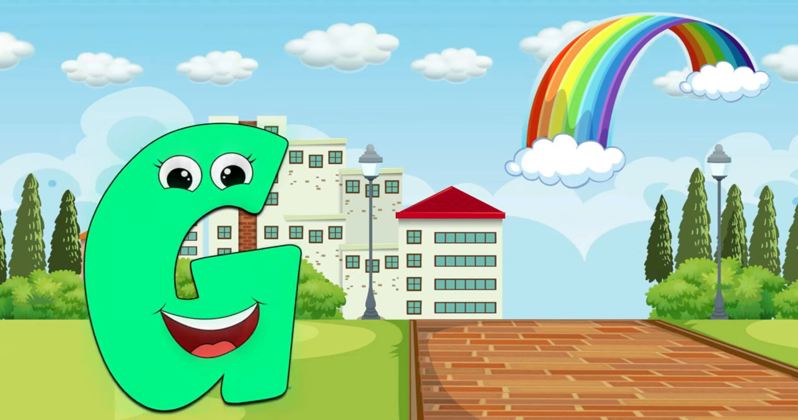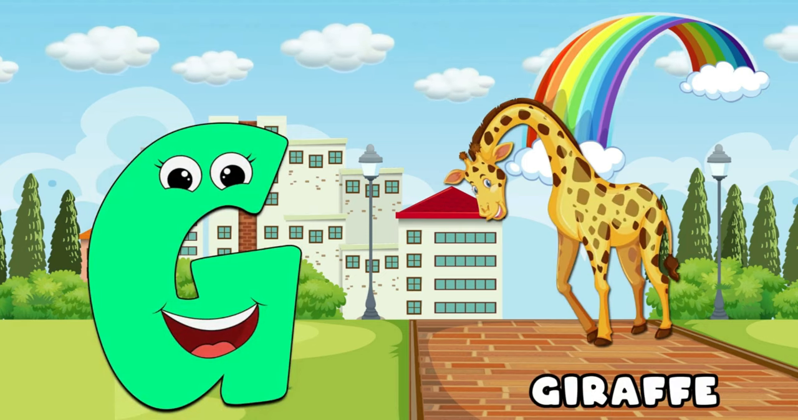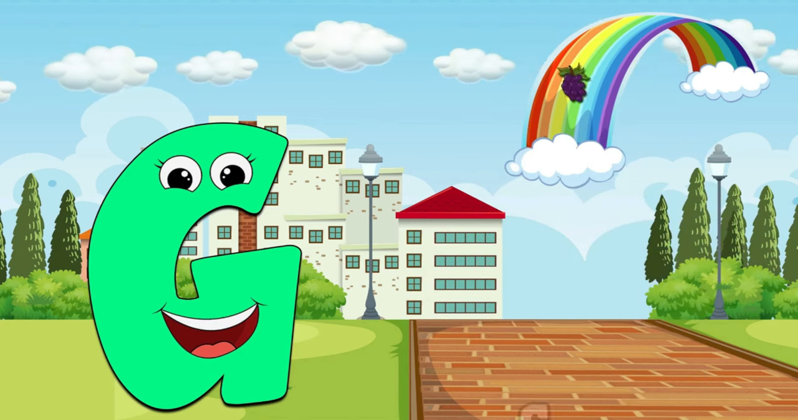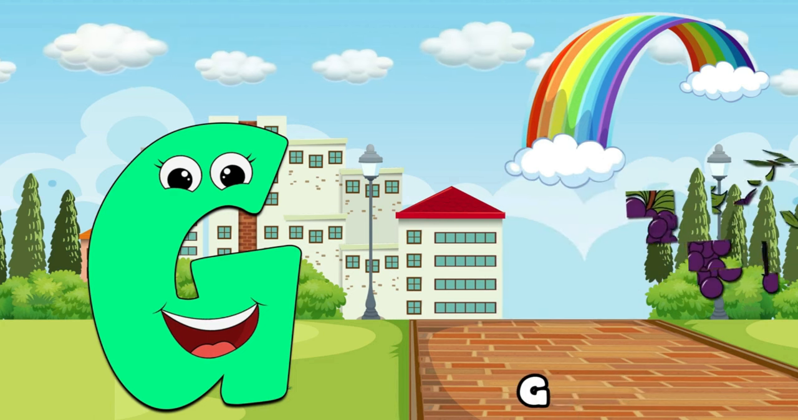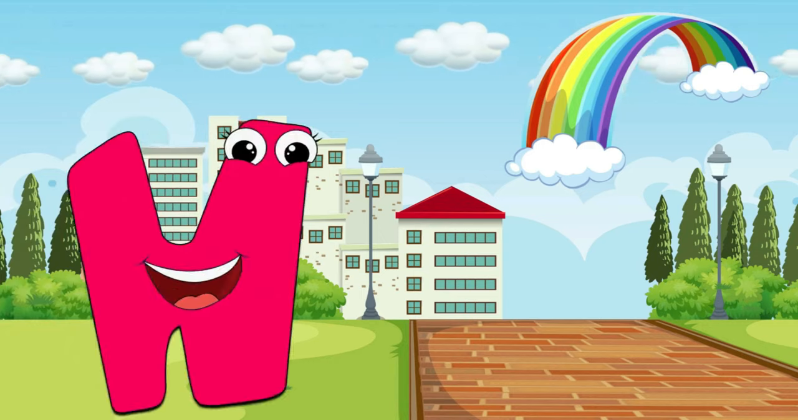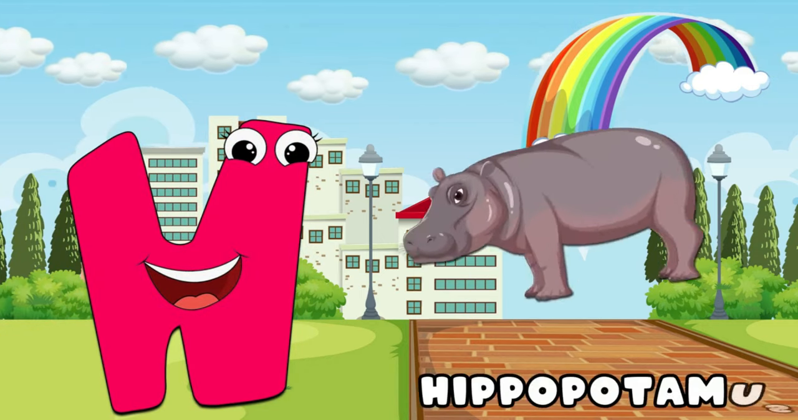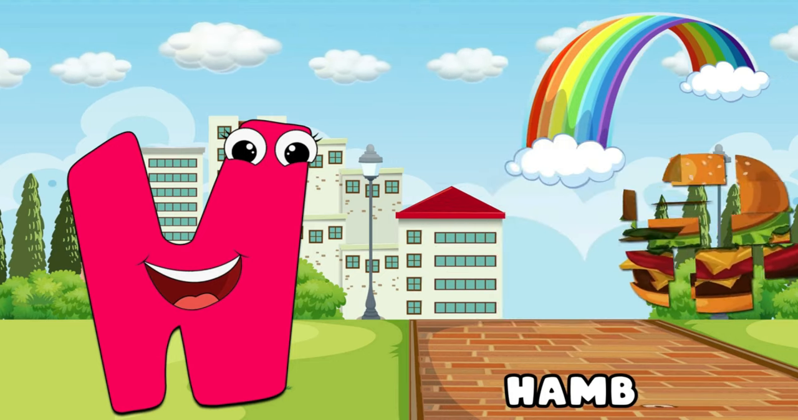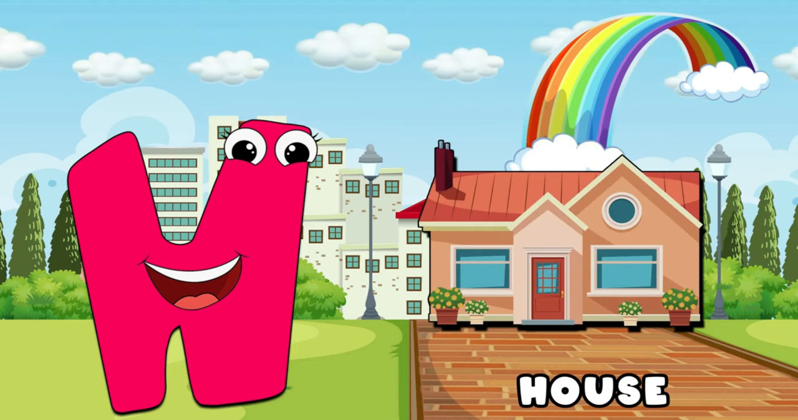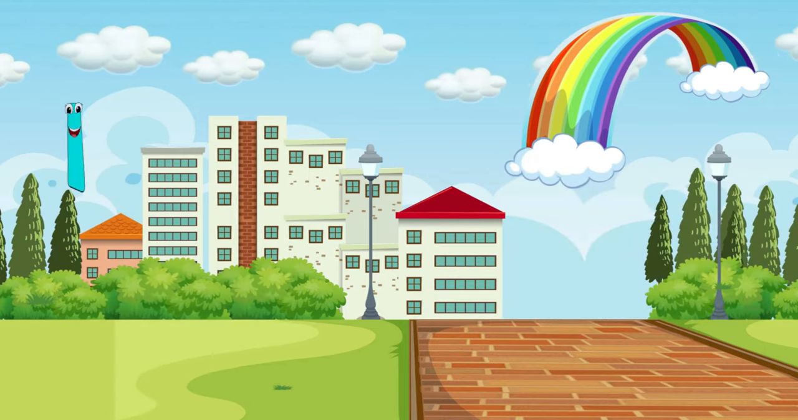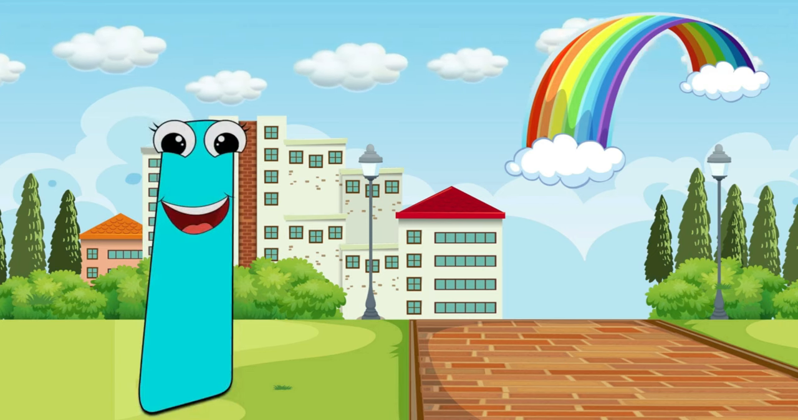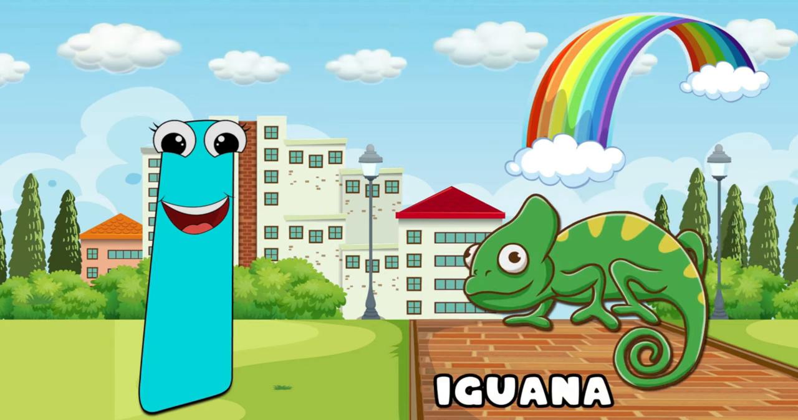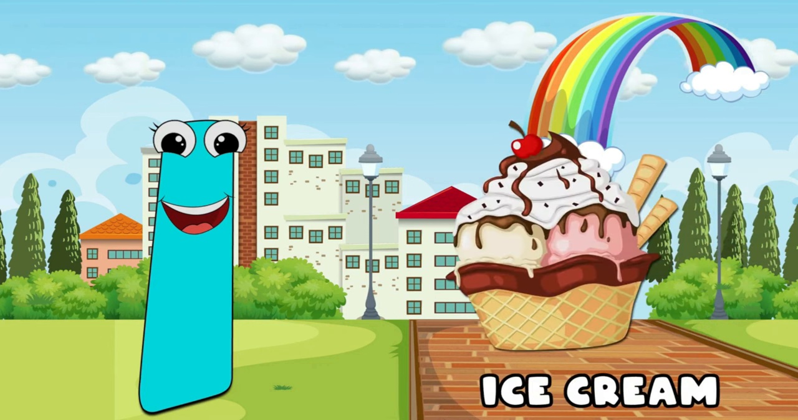G. G is for giraffe, glasses, grapes. H. H is for hippopotamus, hamburger, house. I. I is for iron, iguana, ice cream.